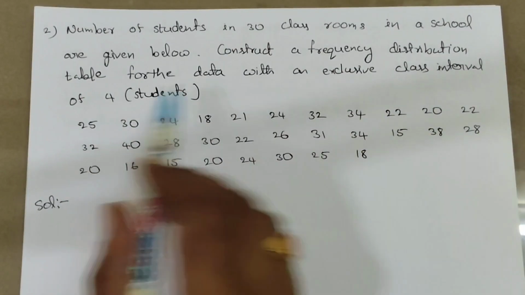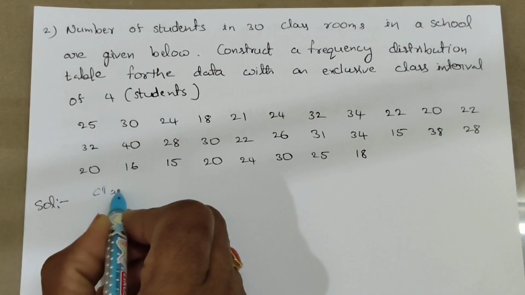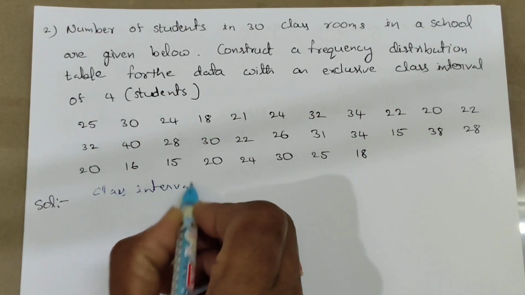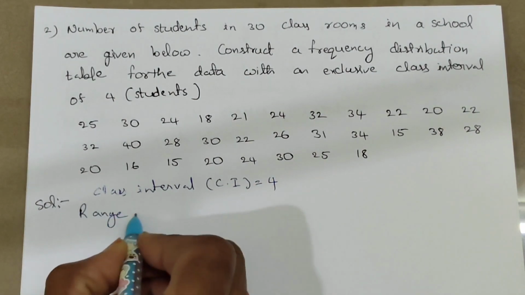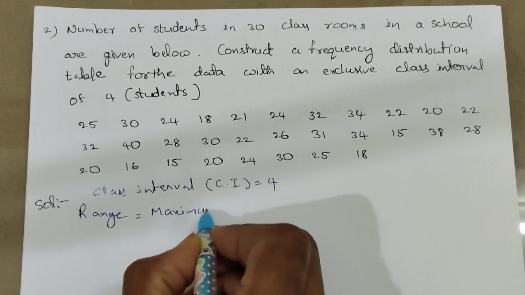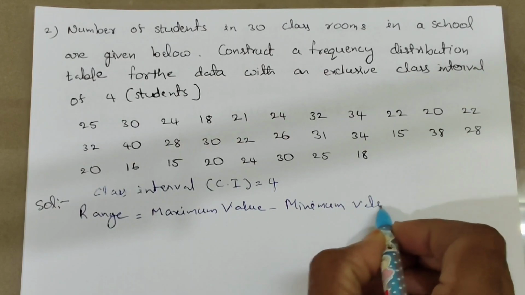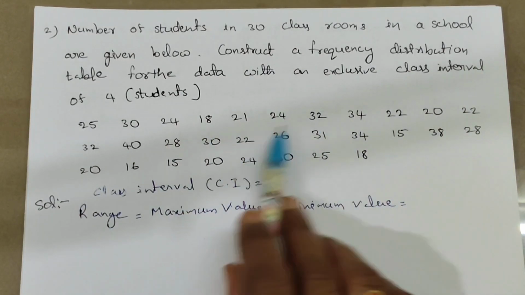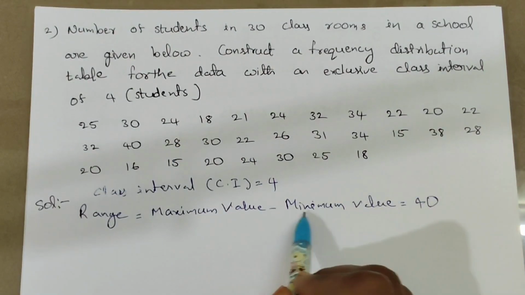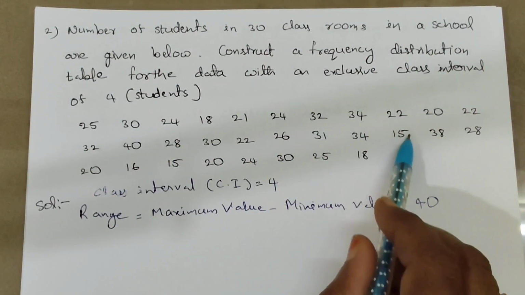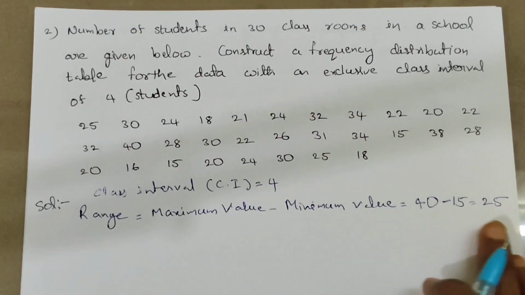Here class interval Ci is equal to 4. Now next we find the range. Range is equal to maximum value minus minimum value. Observe this data: which one is the greater value? Maximum value is 40. And next, minimum value, observing this data, minimum value is 15. 40 minus 15 is equal to 25. Here range is equal to 25.